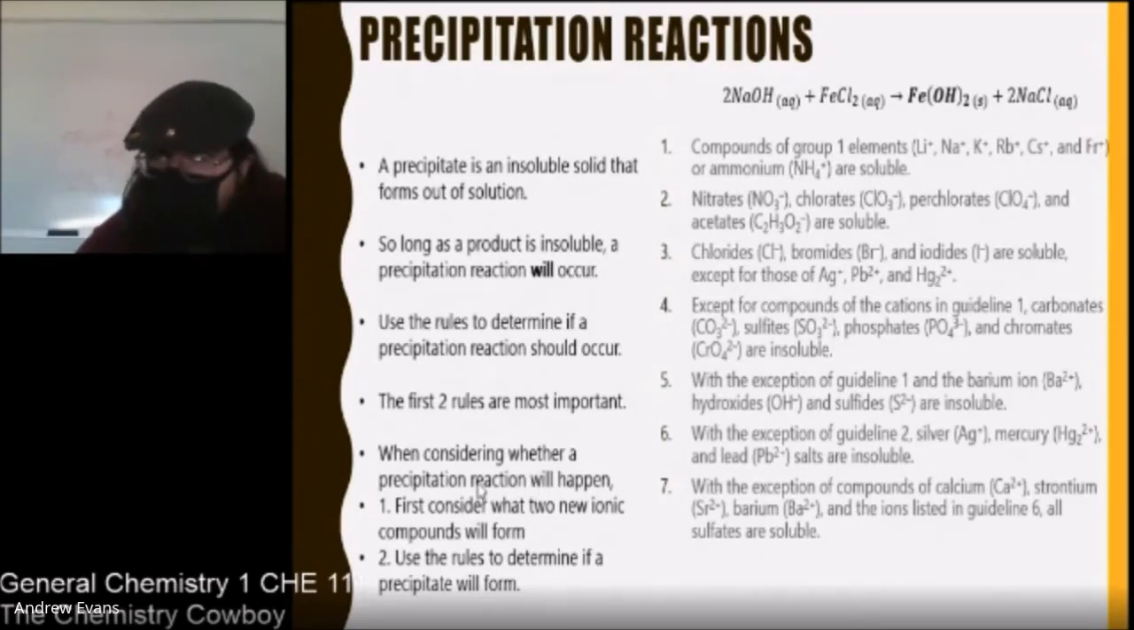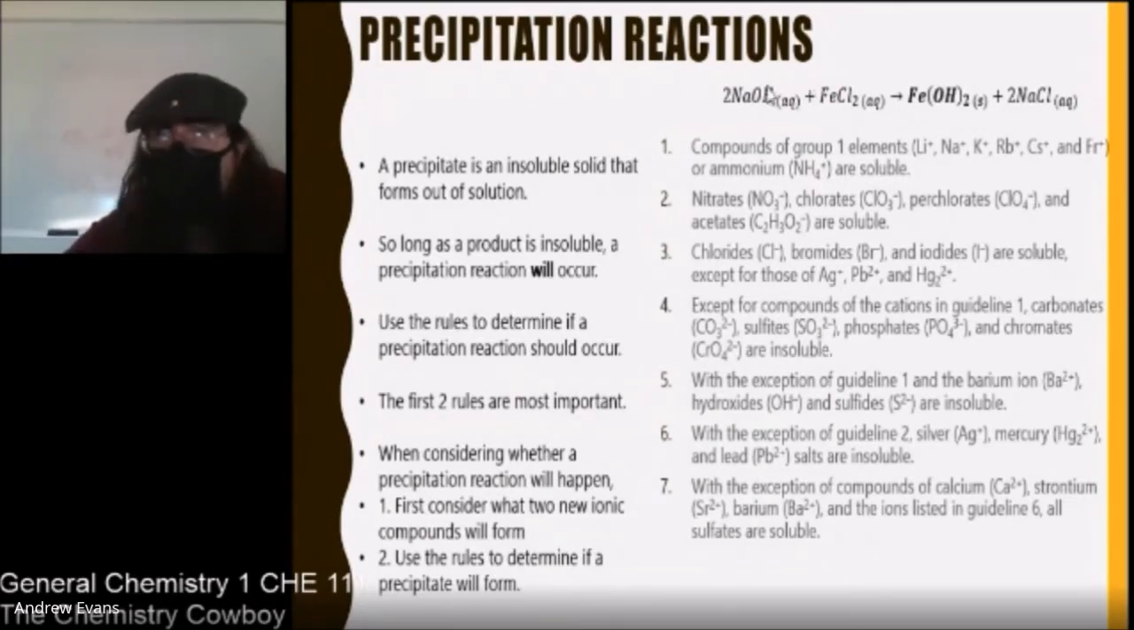So in order to consider whether a reaction would happen, we have to first consider what compounds should form, and then use the rules to see if a precipitate will form. So in a given reaction, if I say sodium hydroxide plus iron chloride goes to iron hydroxide, I'd have to first ask, what should be the product?